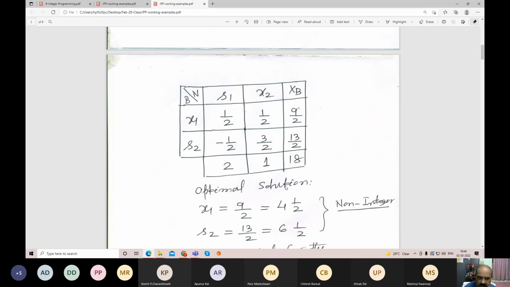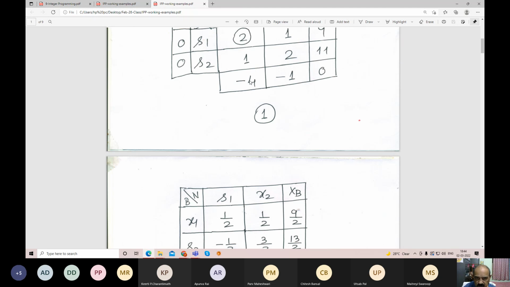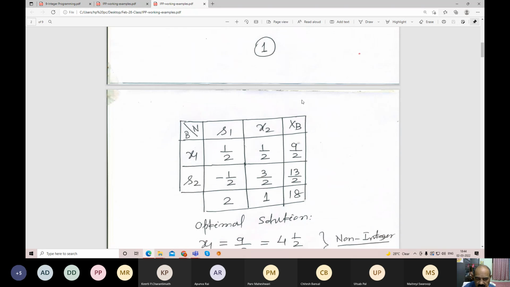You can see the basic variables are x1, s2. Non-basic variables are s1, x2. On the top, you can also put the cost coefficients, s1 0, x2 something like 1, and the cost coefficients I'm not writing. So presently this solution is optimal.